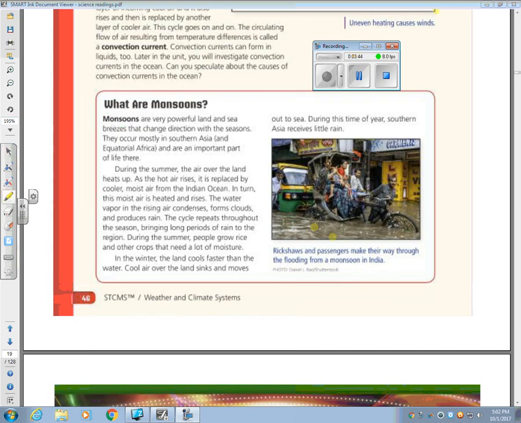During the summer, the air over the land heats up. As the hot air rises, it is replaced by cooler, moist air from the Indian Ocean. In turn, this moist air is heated and rises. The water vapor in the rising air condenses, forms clouds, and produces rain. The cycle repeats throughout the season, bringing long periods of rain to the region. During the summer, people grow rice and other crops that need a lot of moisture.